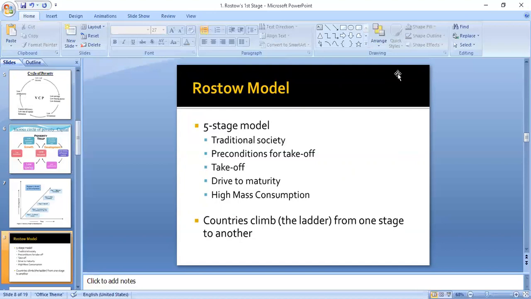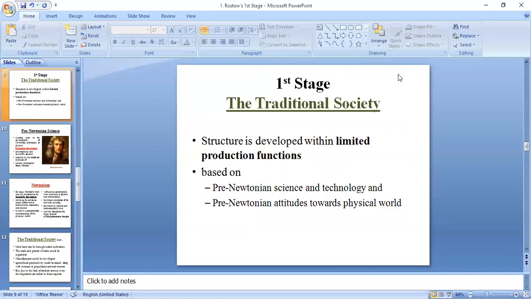Ultimate development in the sense that in this theory, when the country attains the high mass consumption stage, then it attains its maximum development. So this is all about Rostow's five stages. We can focus on the first stage. The first stage is the traditional society.